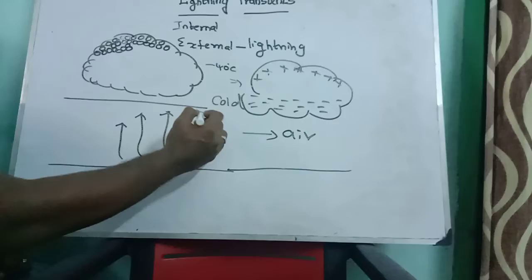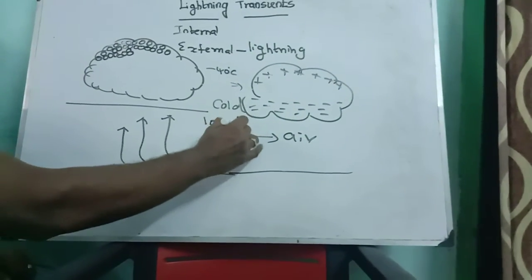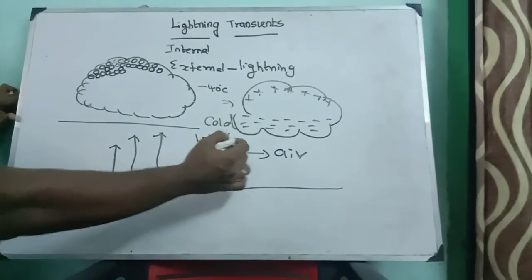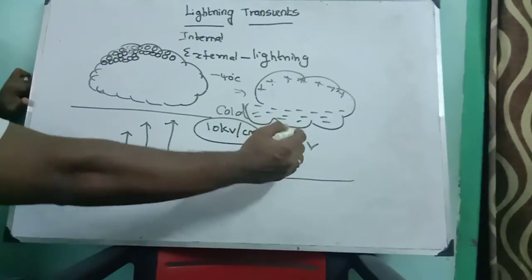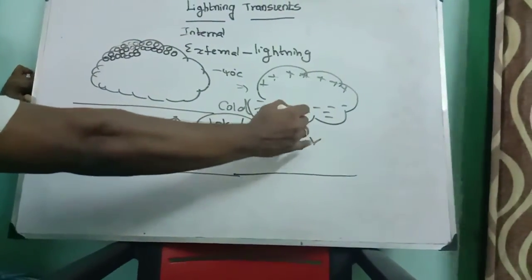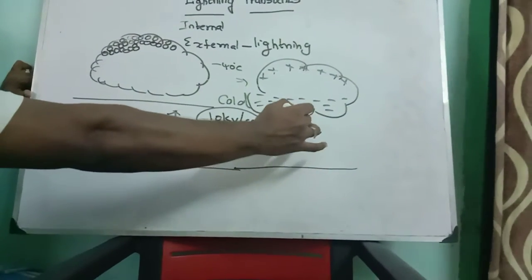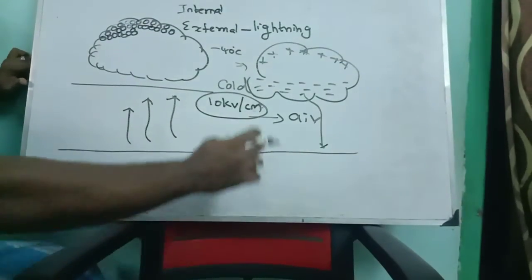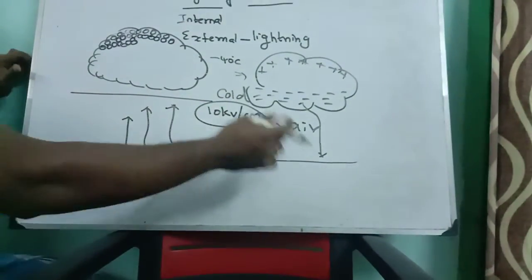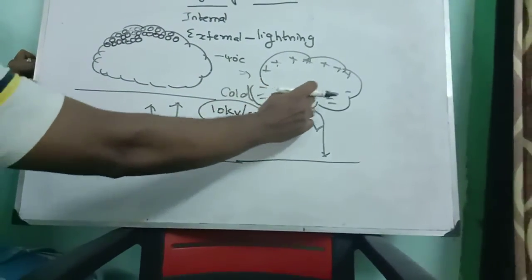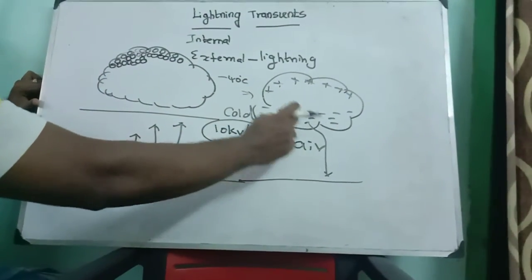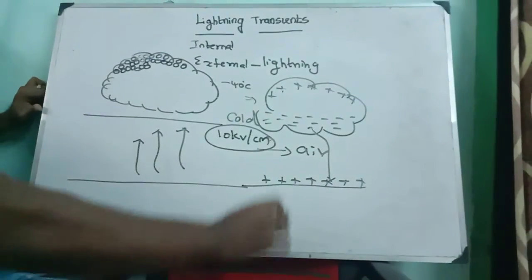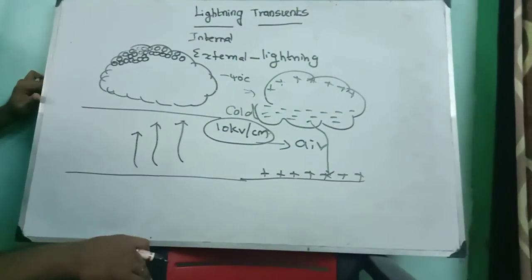For example, I am considering 10 kilovolt per centimeter. The initial discharge takes place in the cloud in such a way that the air gets ionized and forms a path, and the charge flows to the ground. Now consider this as a capacitor: this is the negative charge and this is the dielectric, and automatically you will have positive charge on the ground surface. Thus the electrical lightning phenomenon takes place.